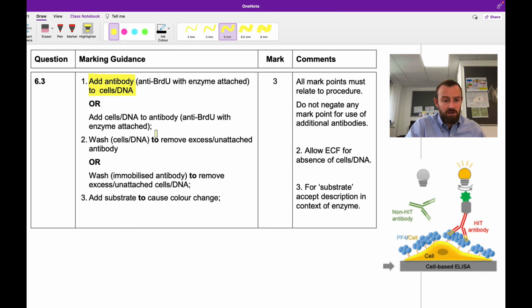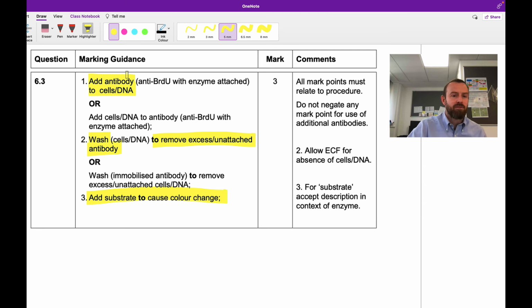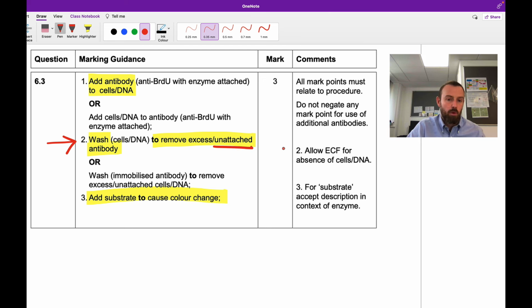Add the antibody to the cells, wash to remove excess antibody, add substrate to cause color change. A tricky method to actually give detail for, but those are the basic points that we should say. Add the antibody, wash to remove the excess antibody. I don't know if I emphasized that enough. Then you add the substrate to cause the color change. The wash means that any antibody that's floating around and isn't attached to the cells will be washed away, and that's an important step.